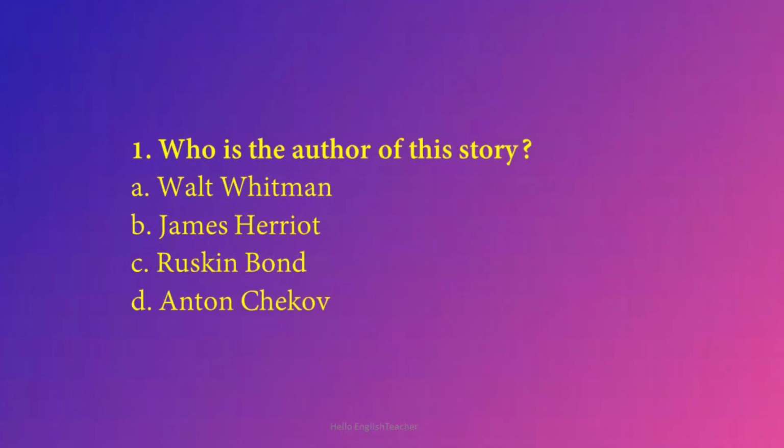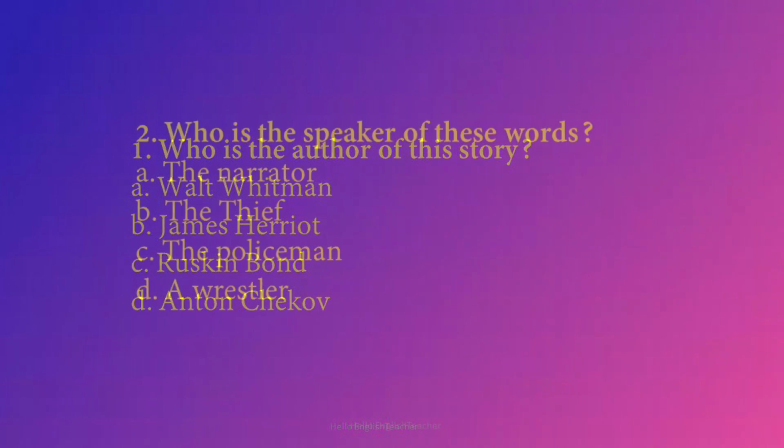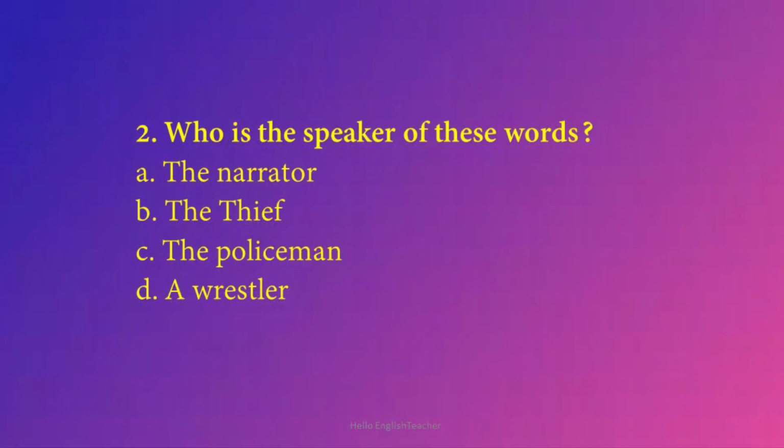Question number 1 is, who is the author of this story? So, we know the answer is C. Ruskin Bond. So, question number 2, who is the speaker of these words? It is the narrator, the thief, the policeman or a wrestler. So, we know that the answer is the thief. His name is Hari Singh and he used to change his name every month so that he can escape from being caught.